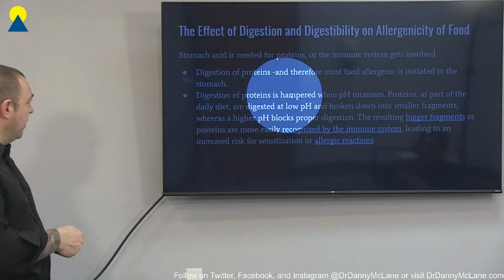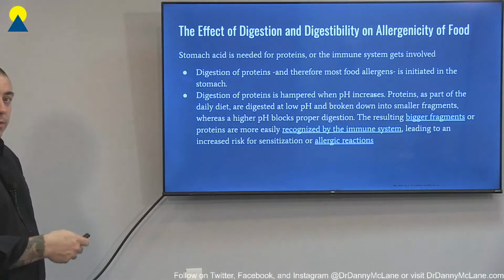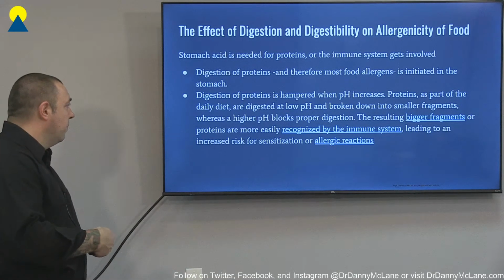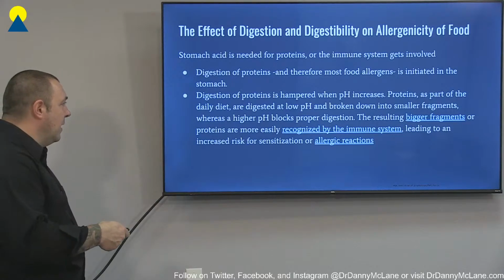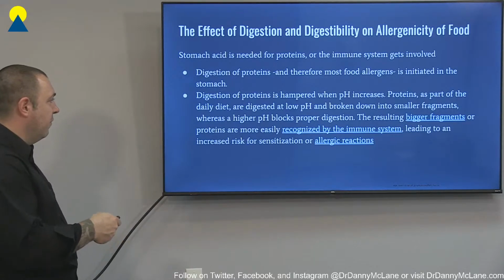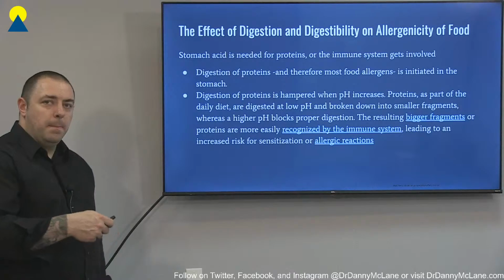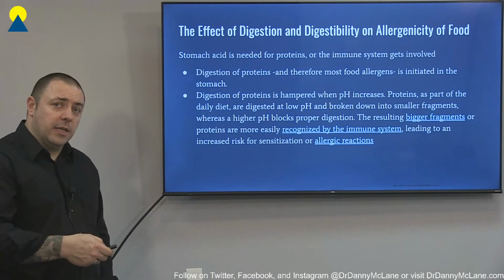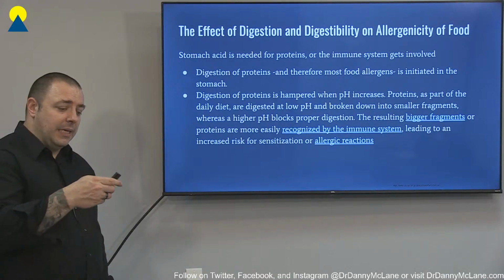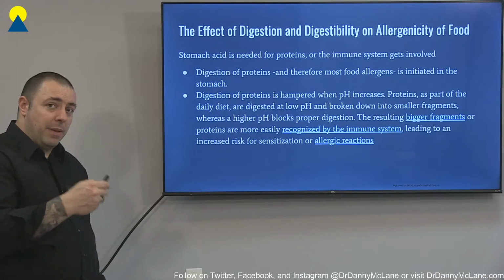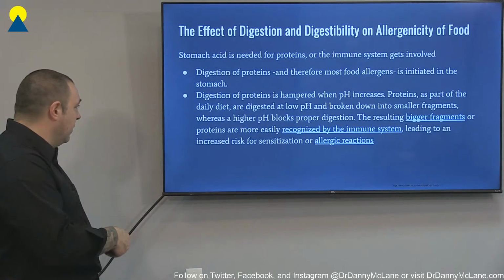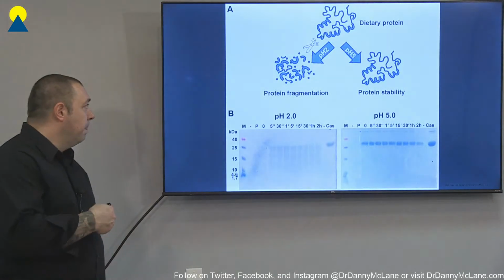Down here, digestion of proteins is hampered when pH increases. When your stomach acid is not very acidic, then you don't digest well. And when it's not digested well, you end up with bigger fragments. Bigger fragments of what? Proteins. And they are recognized by the immune system. How are they recognized by the immune system? Those molecular recognition patterns, so PAMPs and DAMPs. And that leads to an increased risk for sensitization and allergic reactions.